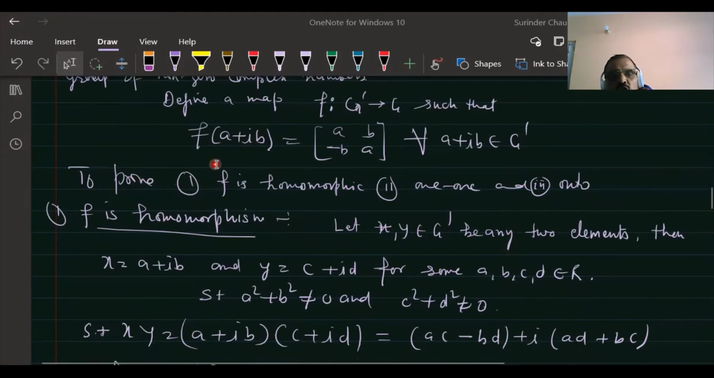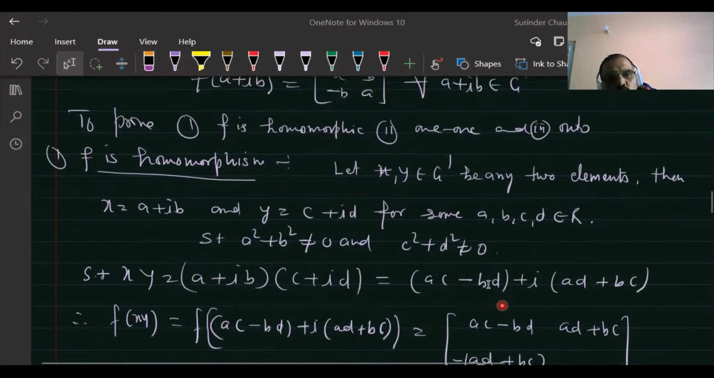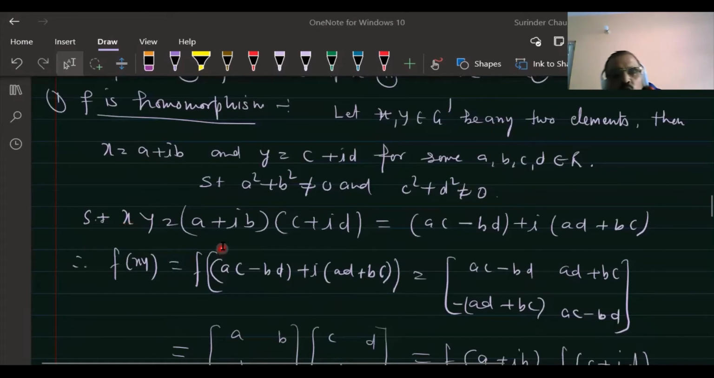Now I want to show that these two groups G and G' are isomorphic. For that we have to show f is a homomorphism, f is one-one, and f is onto. First, f is a homomorphism. Let x and y belong to G' be any two elements, then x is a plus iota b and y is c plus iota d for some a, b, c, d belonging to R, not both zero. If you multiply x into y, you get (a plus iota b)(c plus iota d) equal to ac minus bd plus iota (ad plus bc). So f of xy is equal to f of ac minus bd plus iota (ad plus bc), by definition of the mapping.